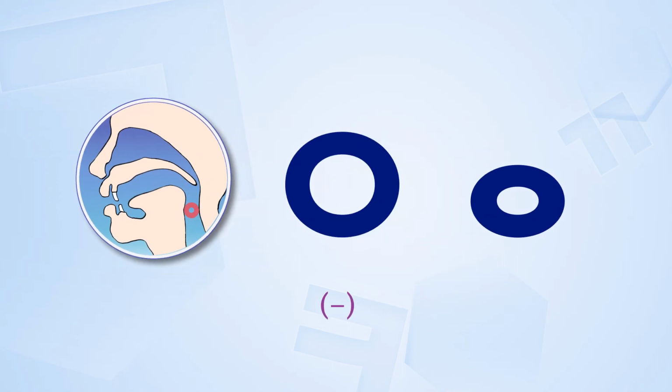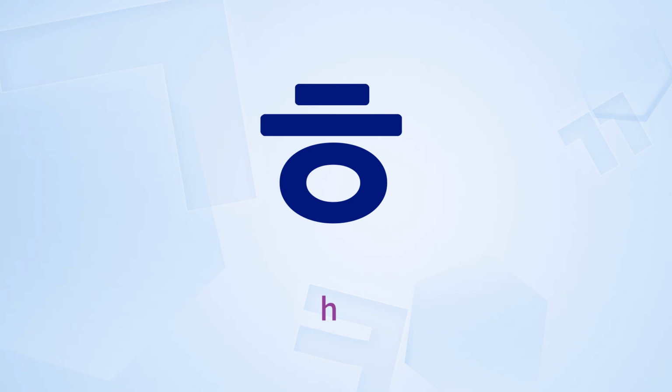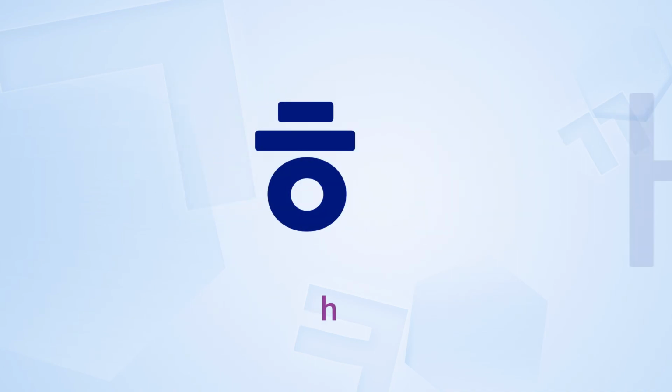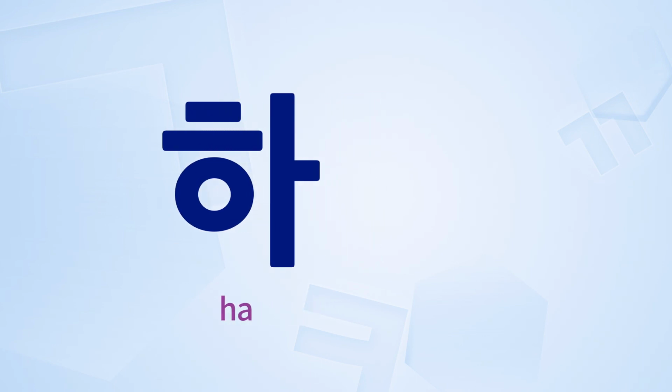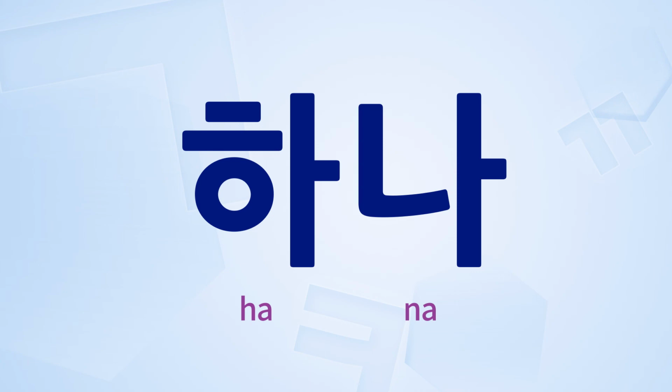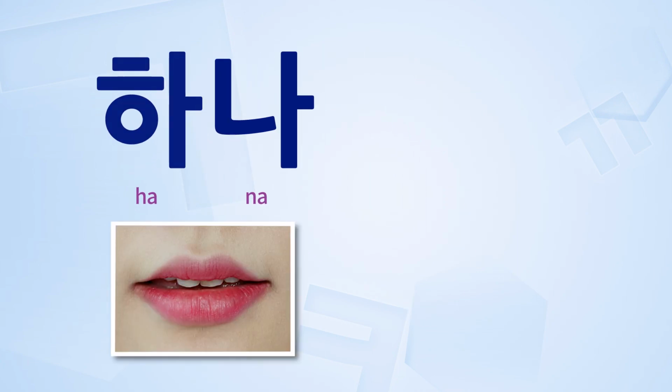The letter hieut is made by adding 2 strokes to the top of ieung. Shaped like a person wearing a hat, h is pronounced similarly to the h in hat. When a is added to h, it becomes the syllable ha. When na is combined with ha, it becomes hana, which means one.